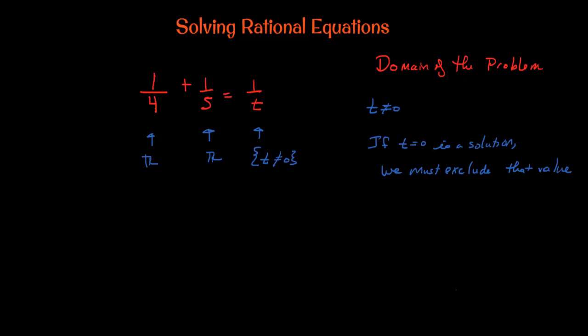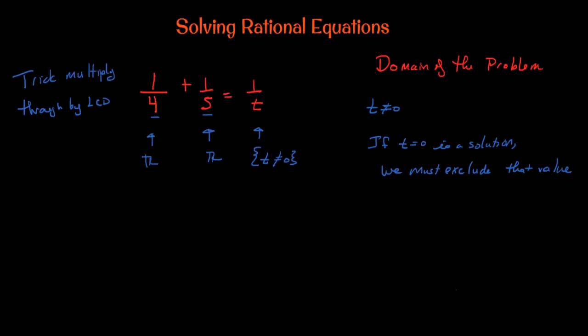So what is our trick? Our trick is to multiply through by the LCD, sorry, not the GCF but the LCD, the least common denominator. Even if you don't recognize the least common denominator, any common denominator will work.